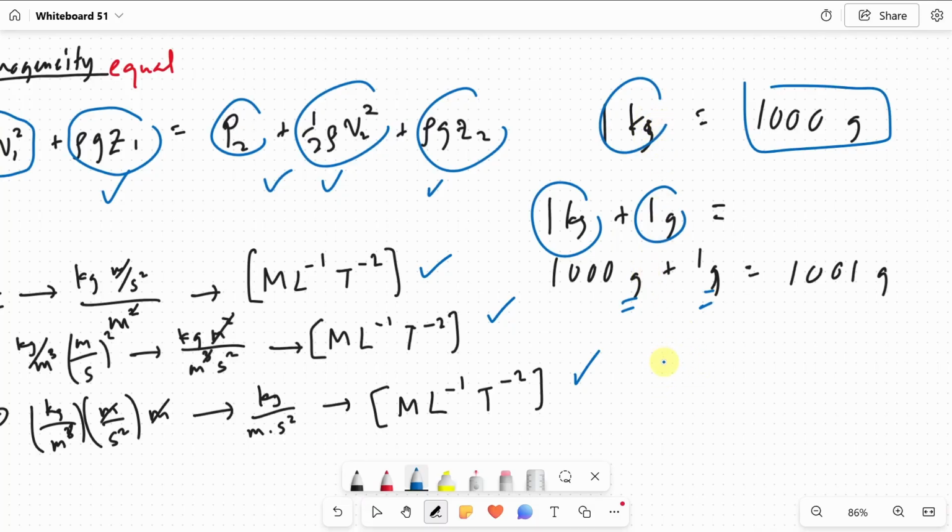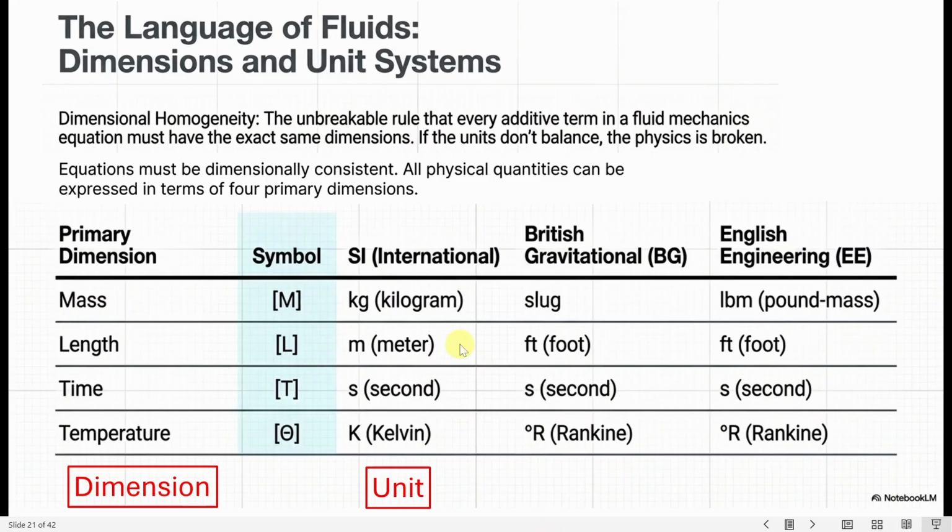You can also say 1 kilogram is how many pounds, for example. So it still applies. You can have different units on the left and right side, but you cannot have the dimension to be different. So in this case, the dimension is still the same on the left and right side of the equation. Okay, so that is what it means to be dimensionally homogeneous, or when you have dimensional homogeneity. Okay, this is a very important rule. So if the units don't balance, the physics is broken.